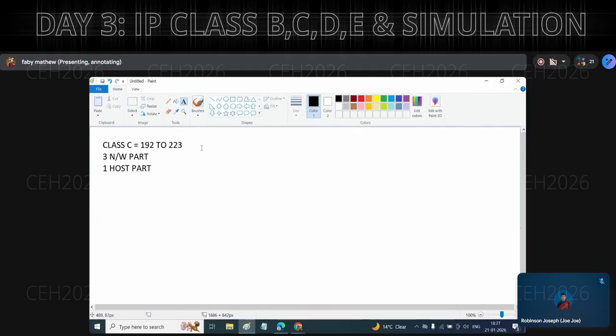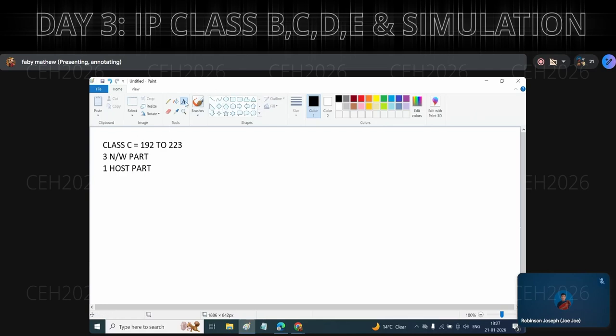One thing we can change is the number of bits, but that would not change the range of the classes. The class is always defined by the first octet value. So whenever you see the ranges, you have to check which range a particular IP address starts with, and from that you know which class it belongs to.